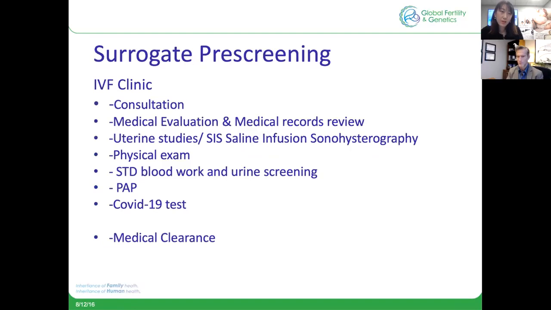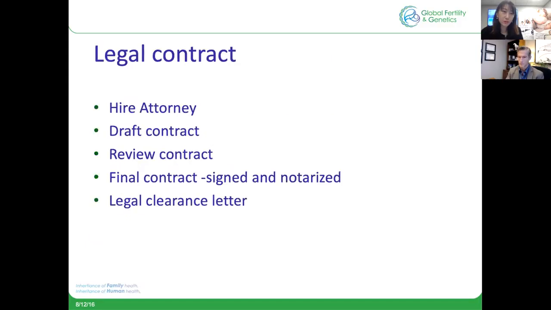The next step is surrogate pre-screening. The IVF clinic will do the consultation for the surrogate, medical evaluation, uterine study, sonogram, physical exam, STD blood work, urine screening, pap smear, and right now especially we do a COVID-19 test before the transfer. After all these tests are done, we will issue a medical clearance letter to the agency.